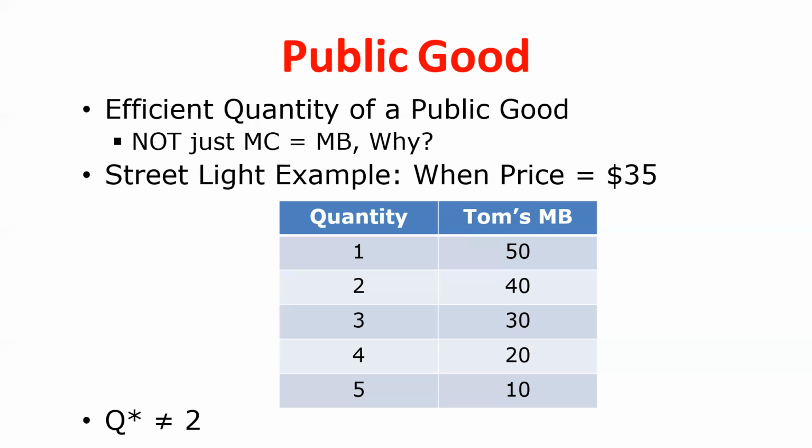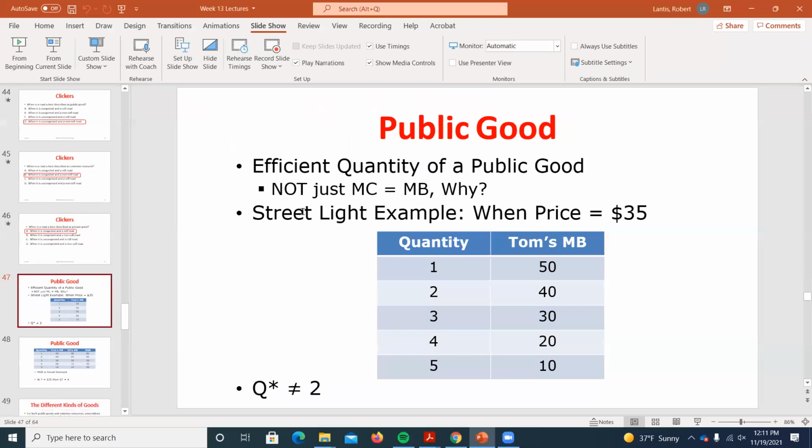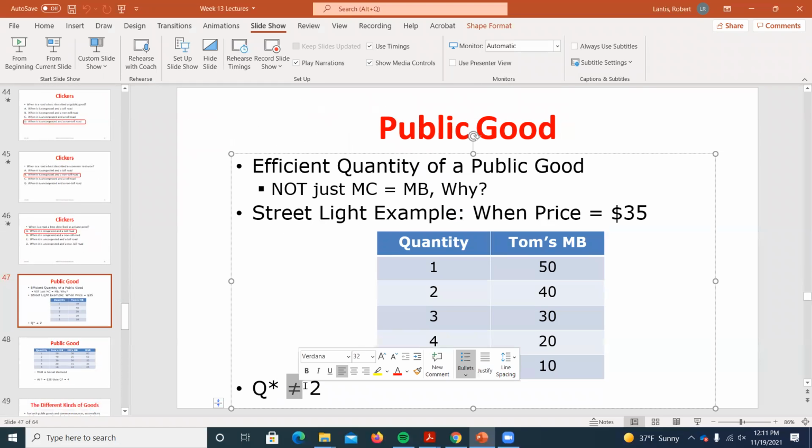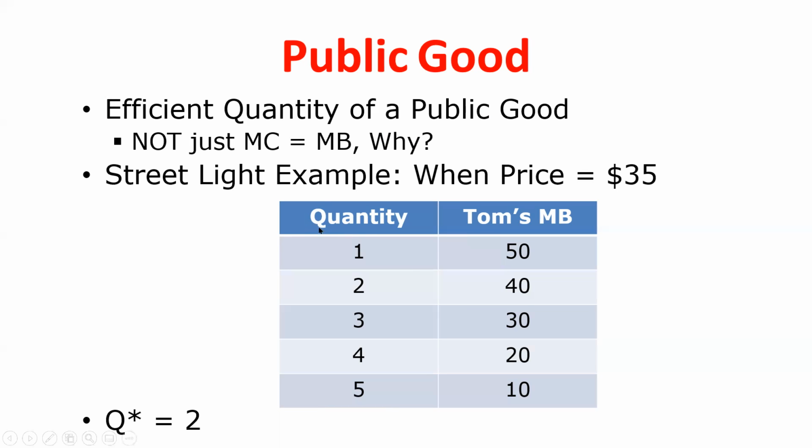Let's assume the price was $35. Maybe this is like hundreds of dollars or thousands. I don't know exactly how much it would cost to put up a street lamp, but let's just use that price of 35 to make this point. So this individual, Tom, how many street lamps would he purchase? And I don't know why I have this not equal to sign. I think it was copy and pasted from the other one, and I meant to have it show up later.